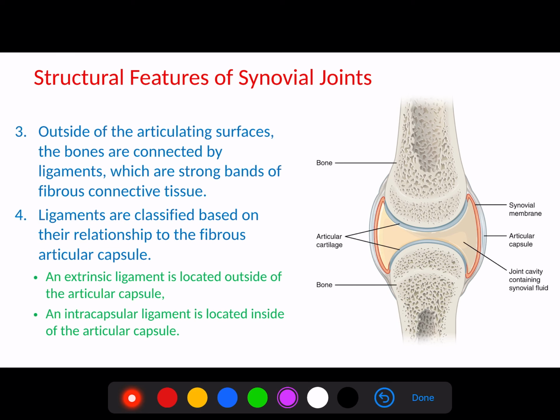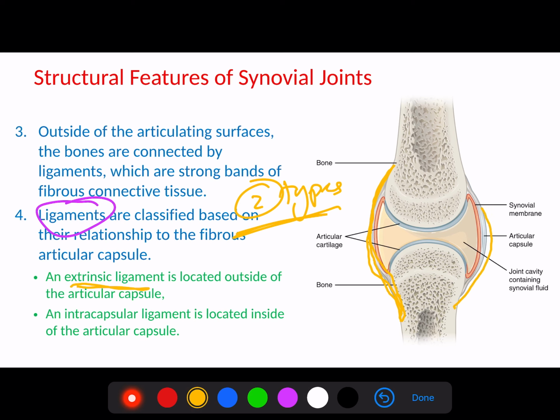The fourth feature is the presence of ligaments in the synovial joints. We can say that we have two types of ligaments based on their location relative to the capsule. The first type is called extrinsic ligaments or extracapsular ligaments. These ligaments extend outside the capsule, and technically these are the ones that connect the bones together, however outside the capsule. So these are extrinsic ligaments, outside the capsule.